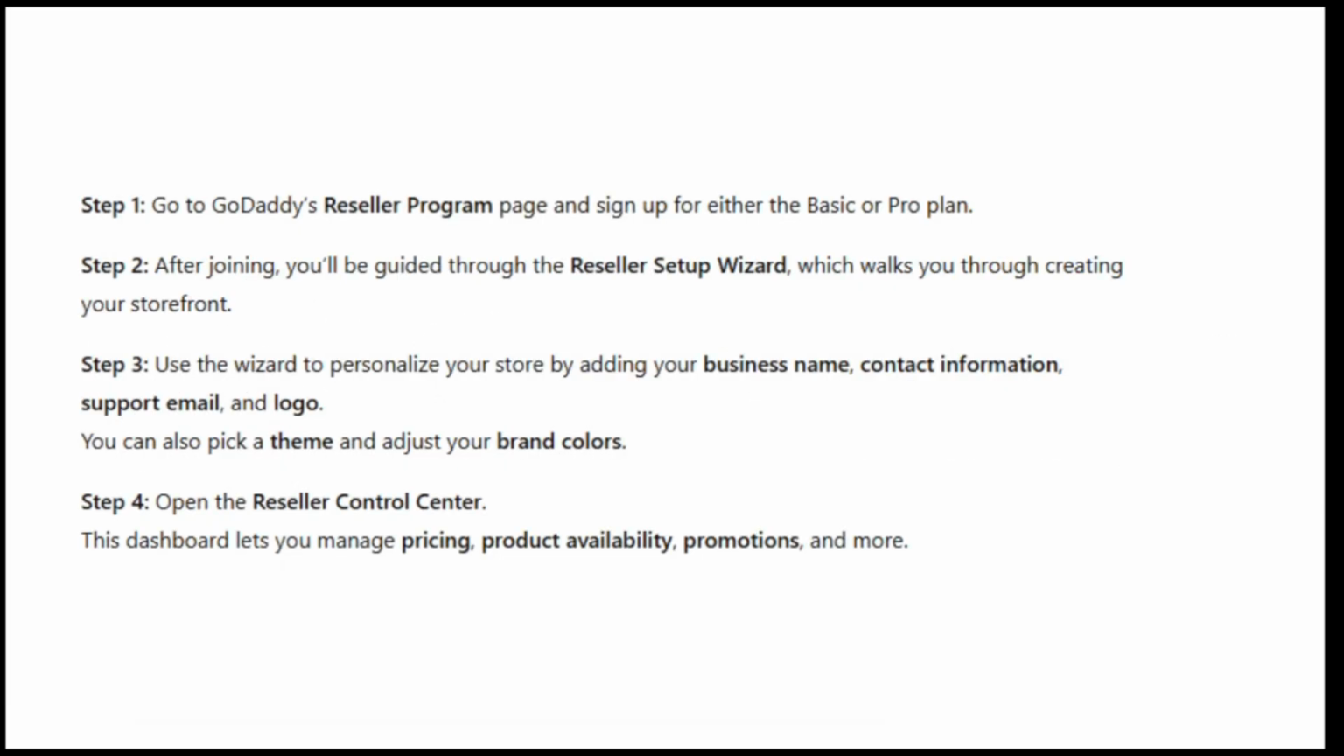So let's get started. First, go to GoDaddy's Reseller program page and sign up for either the Basic or Pro plan. Then after joining, you will be guided through the Reseller Setup Wizard, which walks you through creating your storefront. You can use the wizard to personalize your store by adding your business name, contact information, support email, and logo. You can also pick a theme and adjust your brand colors.